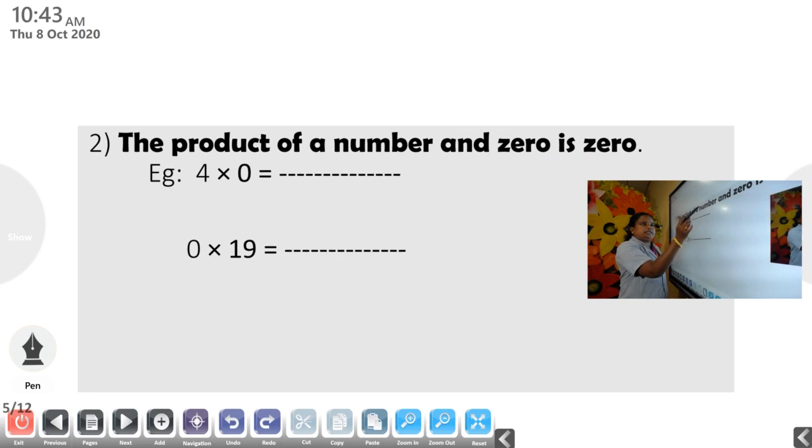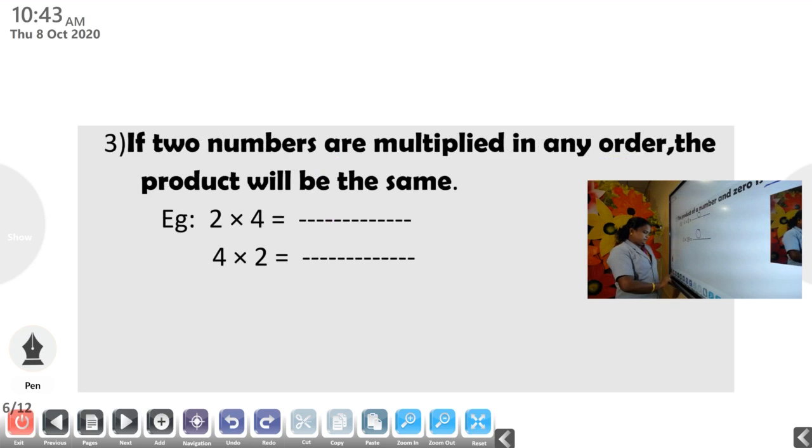Okay, next property. The product of a number and 0 is always 0. For example, 4 into 0. 4 into 0 is 0. 0 into 19 is 0. Okay. It's very simple.